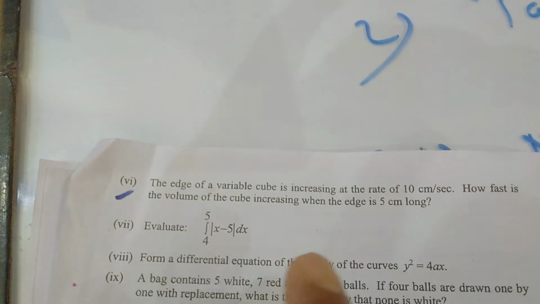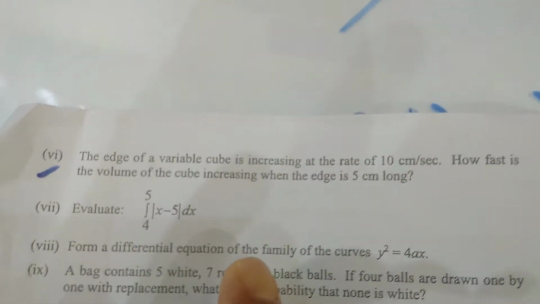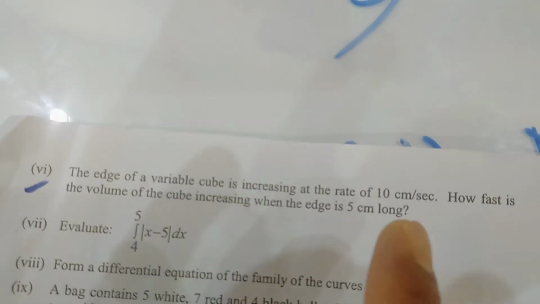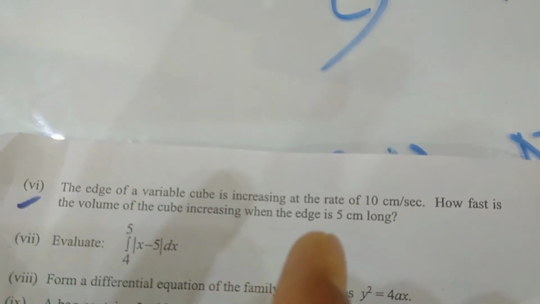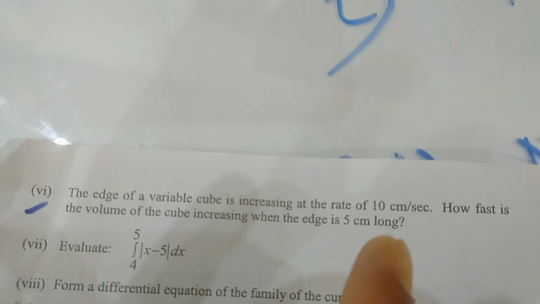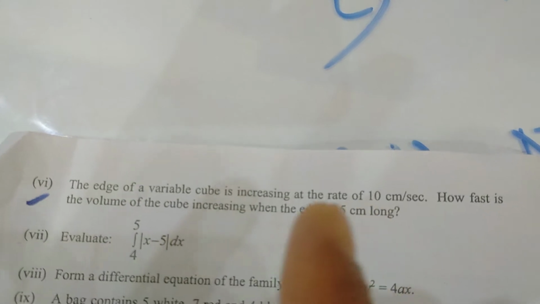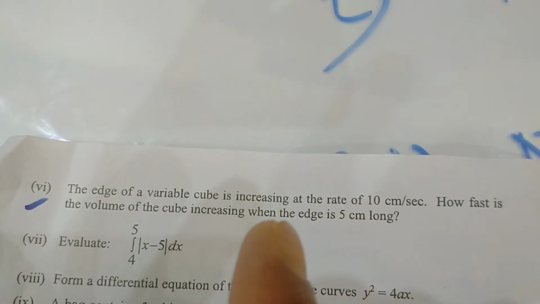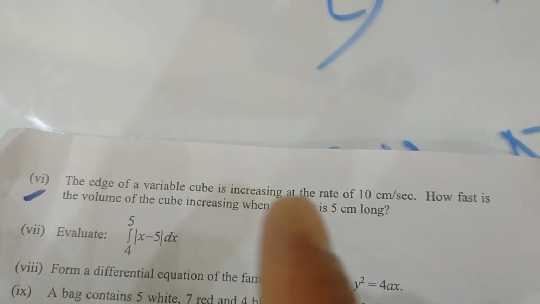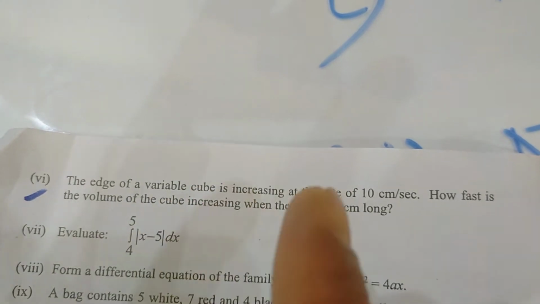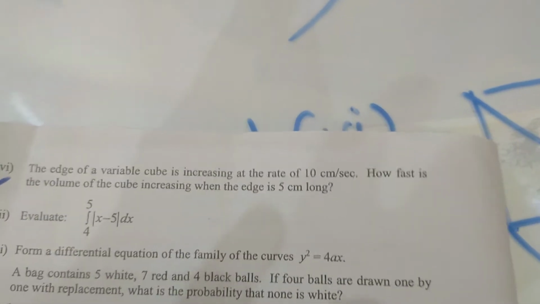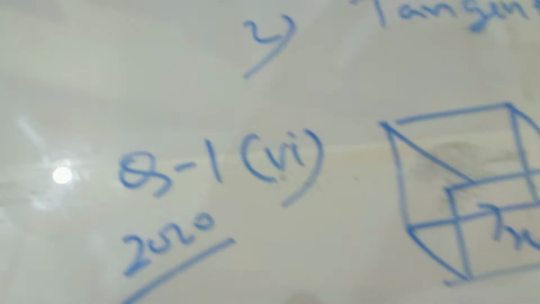The edge of a variable cube is increasing at the rate of 10 centimeter per second. How fast is the volume of the cube increasing when the edge is 5 centimeter long? So this question we have to simplify, and this question is related to the rate of change of quantity. Listen here, how to solve this question. You see here, I solved this question for you.